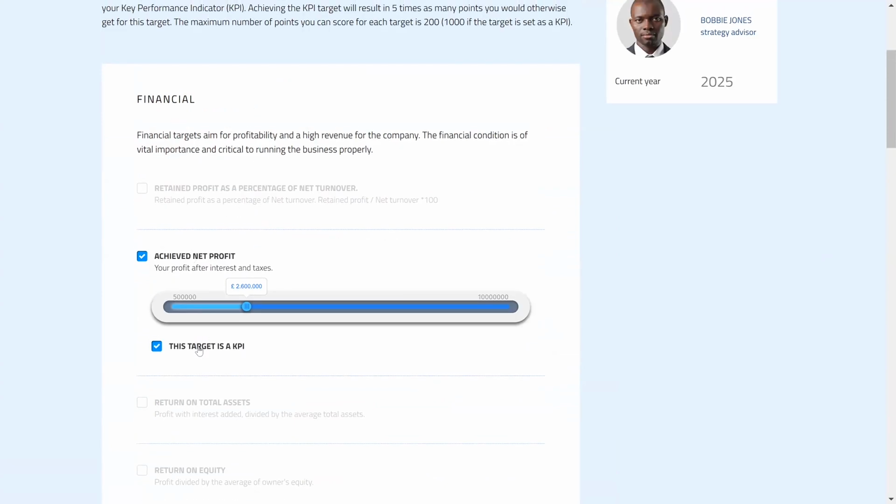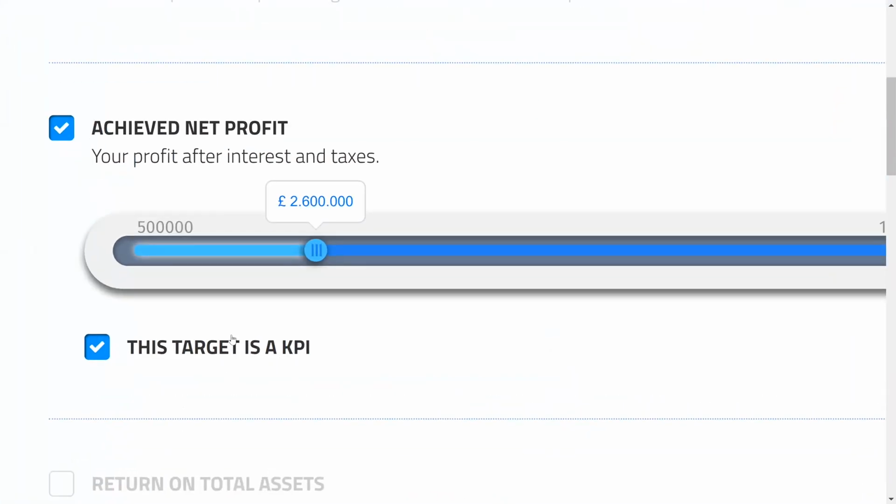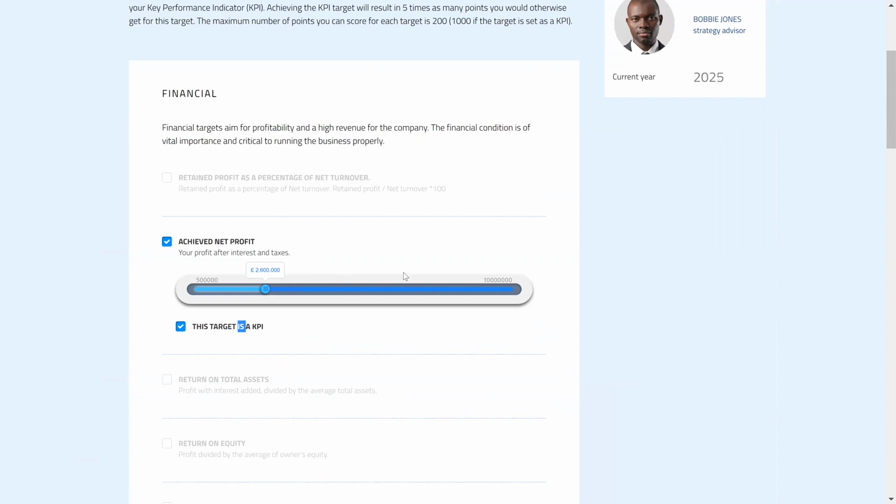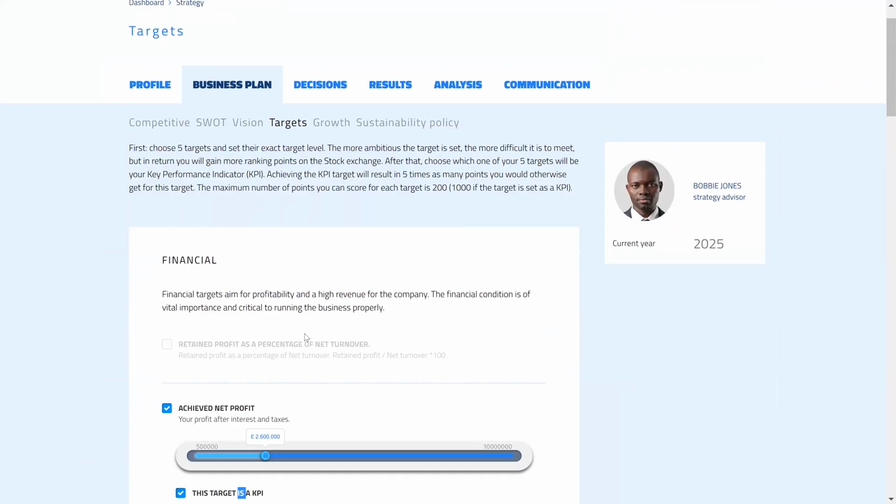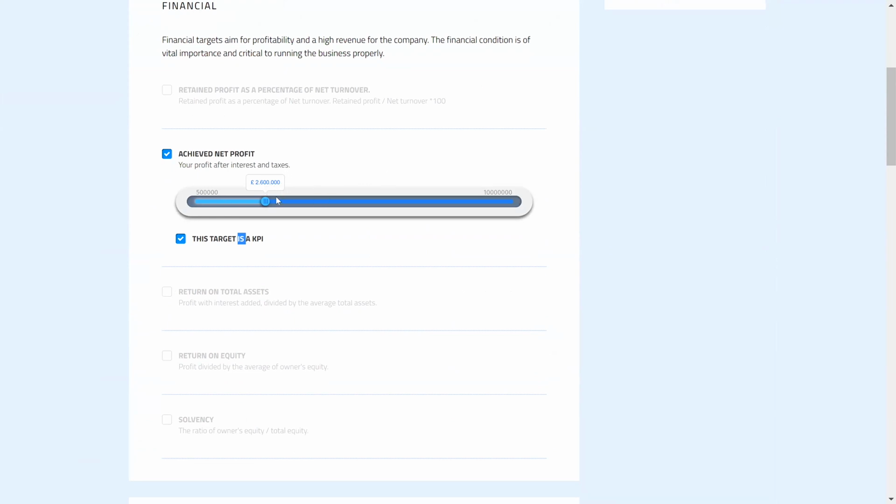One of those 5 is your most important target, selected as your KPI target. The points for that specific target will be multiplied by 5. So it could earn you more points than those other 4 targets combined, as the target points for this target are multiplied by 5.